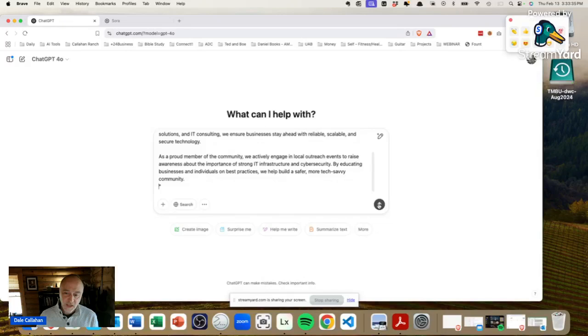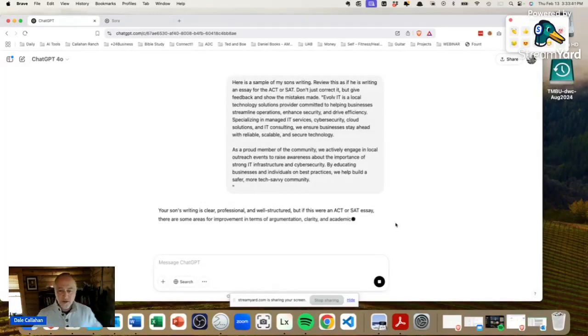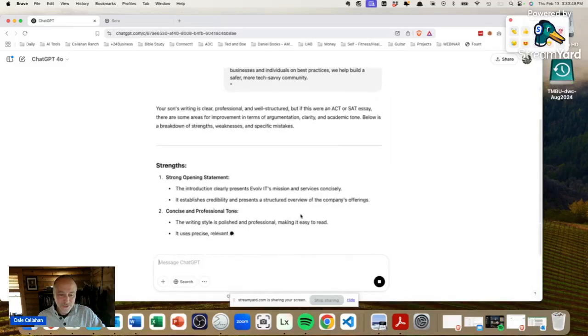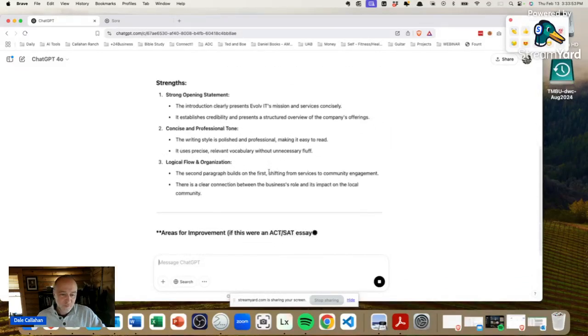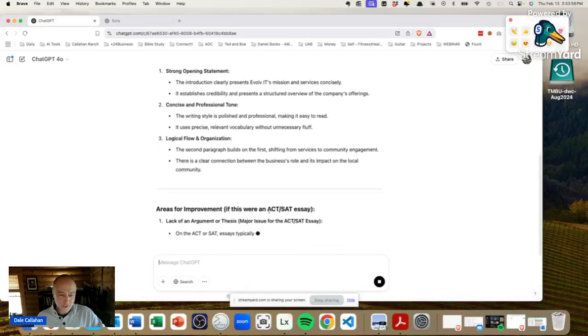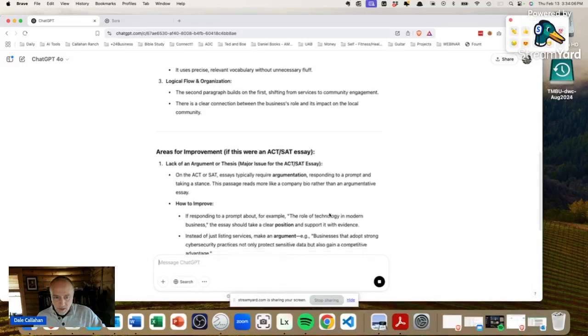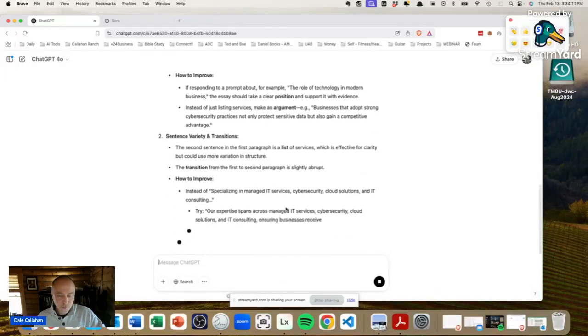to me. And so it's going to analyze this and say, your son's writing is clear, professional, and well-structured. Well, good, because it was a professional email that was sent to me that was marketing. Below is a breakdown of the strengths and weaknesses. So it's telling me where it's strong, and it's telling me where to improve it. So it says on the ACT, essays typically require argumentation, how to improve, sentence variety and transitions, how to improve.